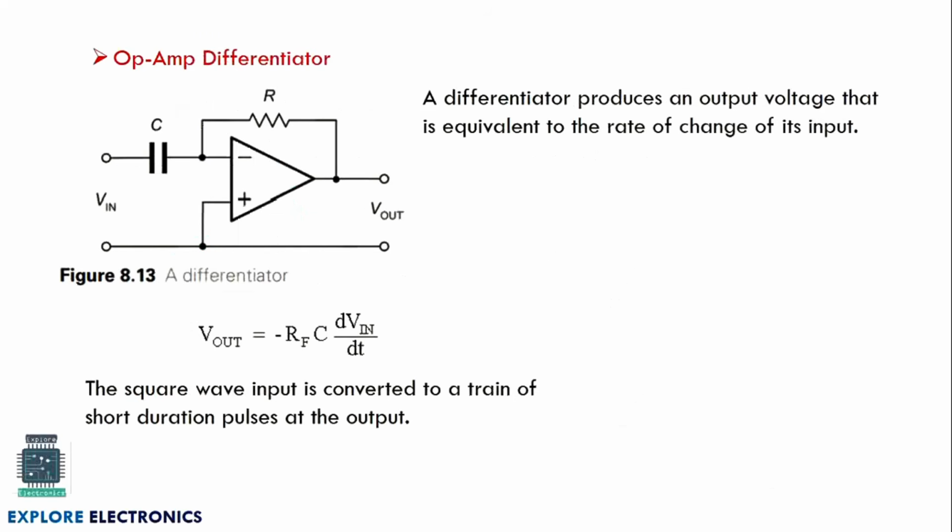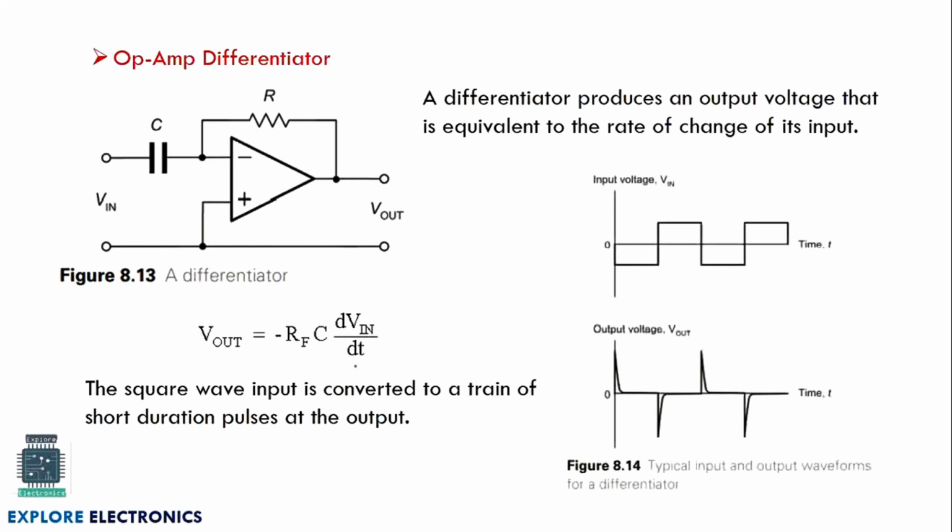An op-amp can also be used as a differentiator. The signal differentiation we can take by applying an input to the inverting terminal by using a capacitor here. In the feedback path, we are going to use a resistor. This differentiator produces an output voltage that is equivalent to the rate of change of its input. That is the meaning of differential output.